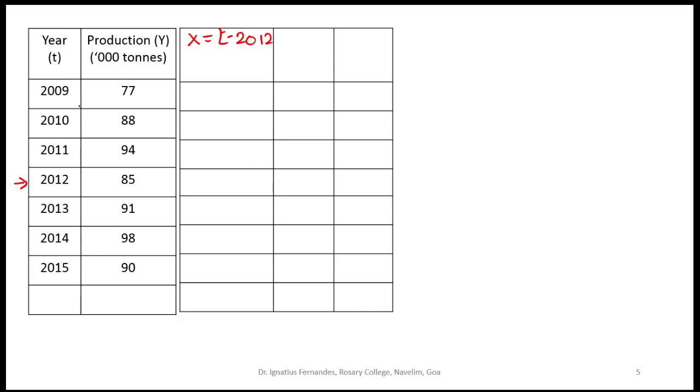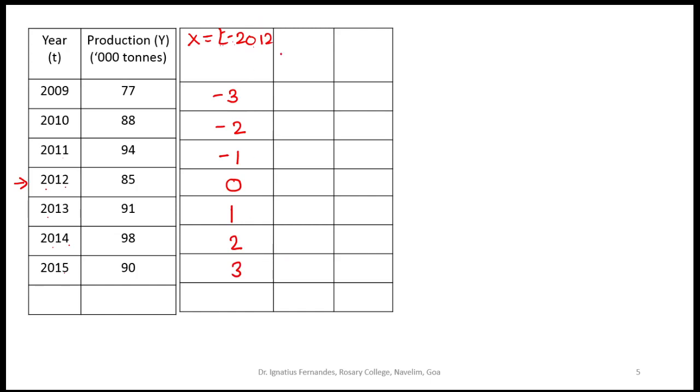Depending on the value of t, if I put t equal to 2009, 2009 minus 2012 is minus 3. For 2010, 2010 minus 2012 is minus 2. For 2011 it will be minus 1, 2011 minus 2012. For 2012 it will be 2012 minus 2012, that will be 0. For 2013 minus 2012 it will be 1. For 2014 minus 2012 will be 2, and 2015 minus 2012 will be 3.